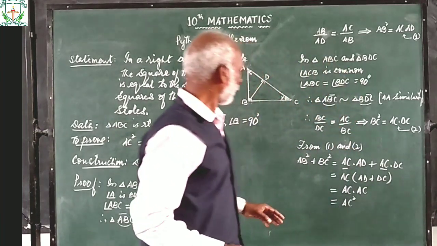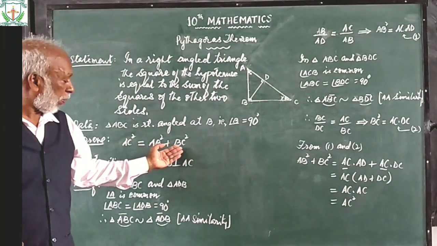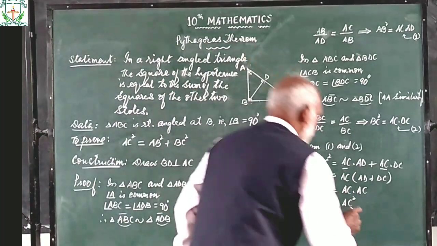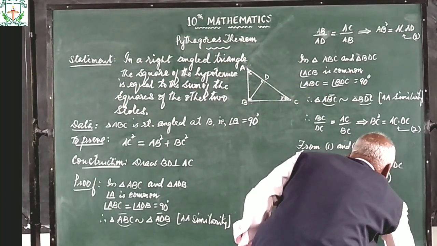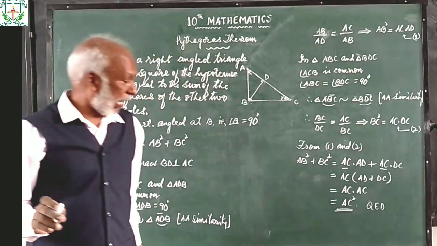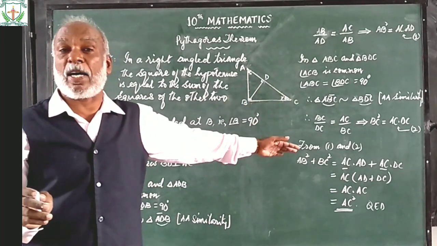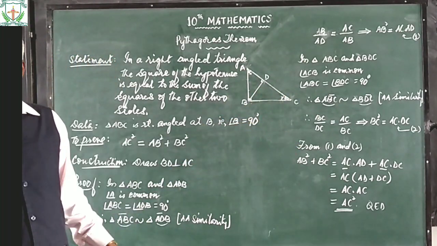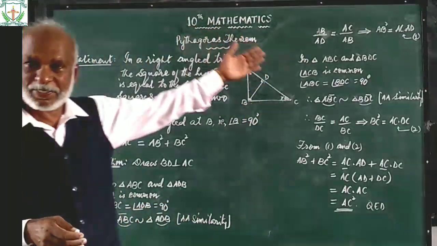That's the proof. AC square is equal to AB square plus BC square. So the proof is over. QED. What is QED? Quod erat demonstrandum. That means that is the proof of the theorem. So we have proved the theorem. Very simple. Very simple.